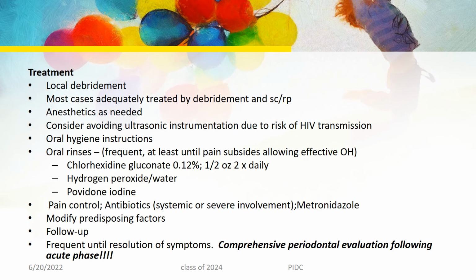Next, coming on to treatment, you could do a local debridement. Most cases are adequately treated by debridement and scaling and root planing. Anesthetics are needed for this condition. Consider avoiding ultrasonic instrumentation due to the risk of HIV transmission. Oral hygiene instruction and oral rinses such as chlorhexidine, hydrogen peroxide, and povidone iodine are required.